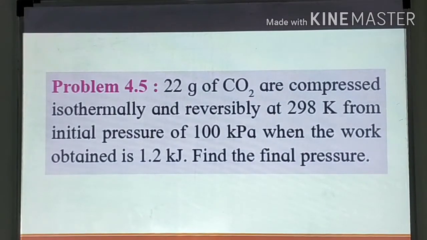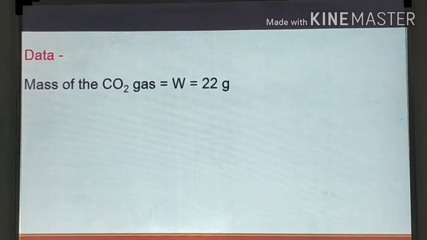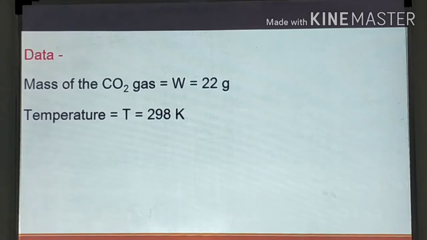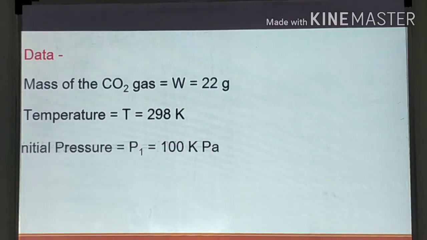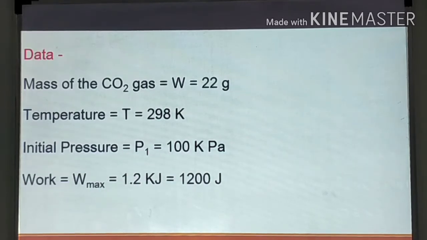The process is carried out at 298 Kelvin from an initial pressure, which is called P1, of 100 kilopascal, when the work obtained, which is W max, is 1.2 kilojoules. And I have to find out the final pressure, means I have to find out P2. So see the data given. The data says mass of CO2, let us call it W, 22 grams. Temperature, call it T, 298 Kelvin. Initial pressure, call it P1, 100 kilopascals. Work, that is W max, is 1.2 kilojoules.